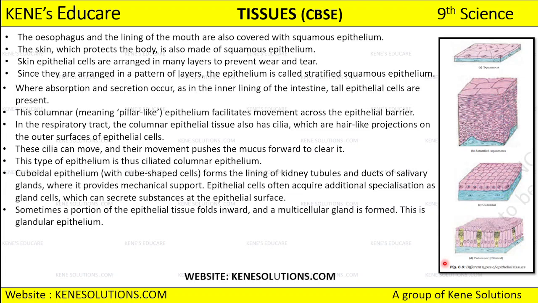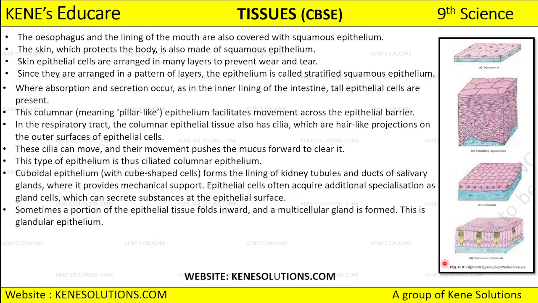क्या बोलते हैं हम इसे? Ciliated columnar epithelium. Okay, so cuboidal epithelium, since it is cube shaped, they form the lining of the kidney tubule as well as the duct of the salivary gland, where it is going to provide the mechanical support.